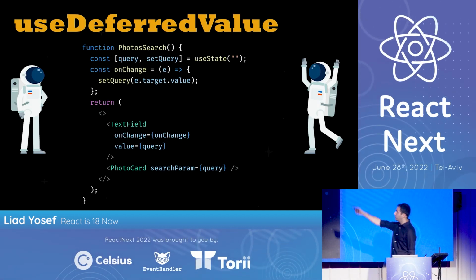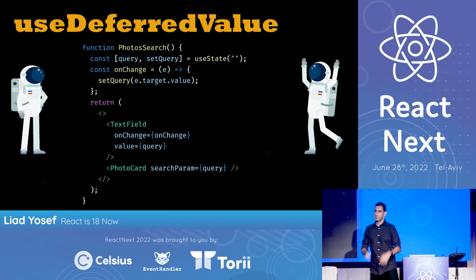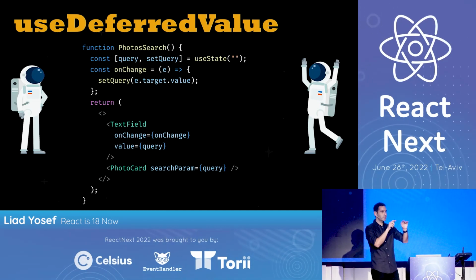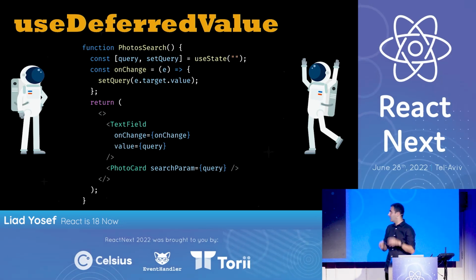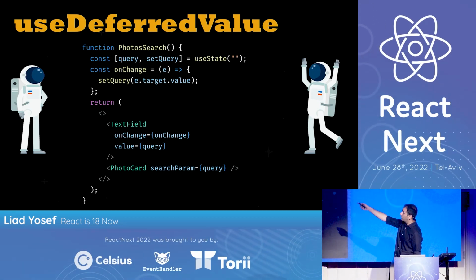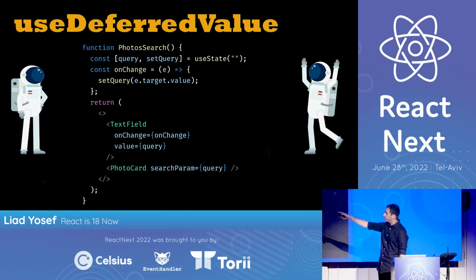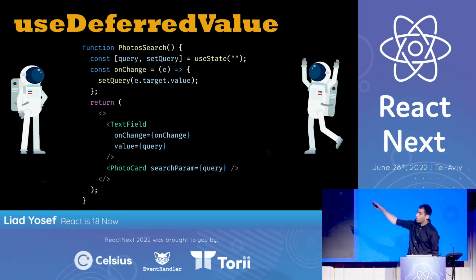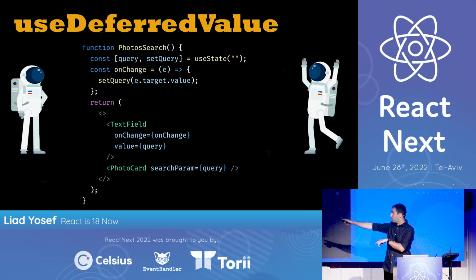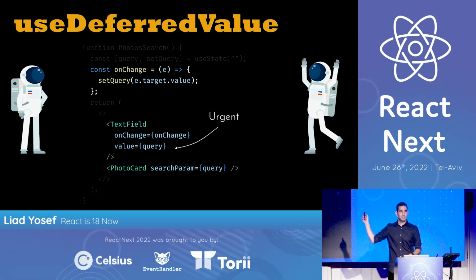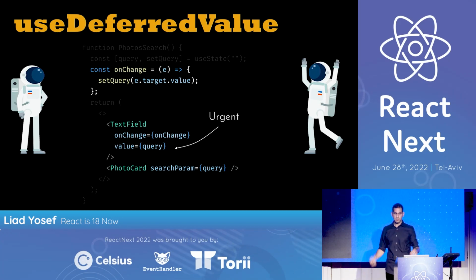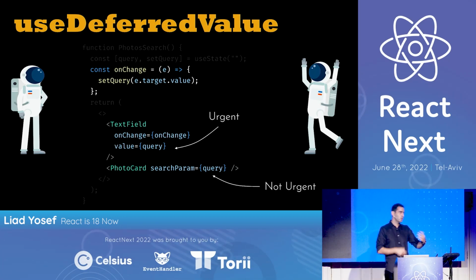For useDeferredValue, let's take this example. Let's say we want to do some sort of a photo search where we type something in a text box, and then we search photos while we type, okay? So this is very simple code. We have an onChange when the text field changes, and it changes both the text field and the search query for the photo card. The problem is that we can't separate the two, because the first one is urgent. We want the text field to be responsive, and this one is not urgent, because we want the photo search to happen only when React has time.